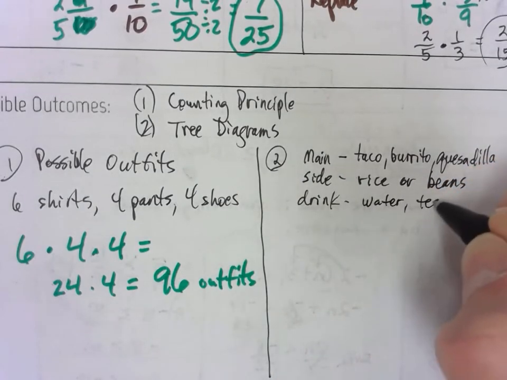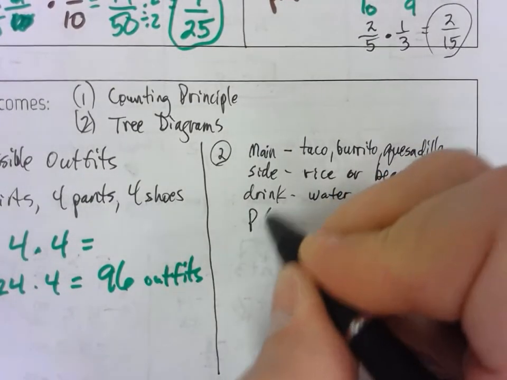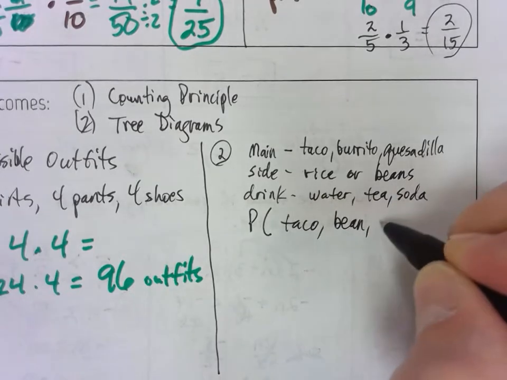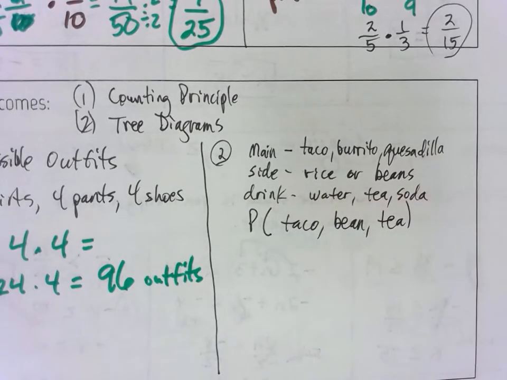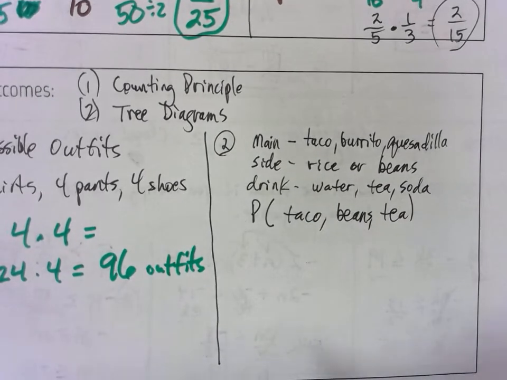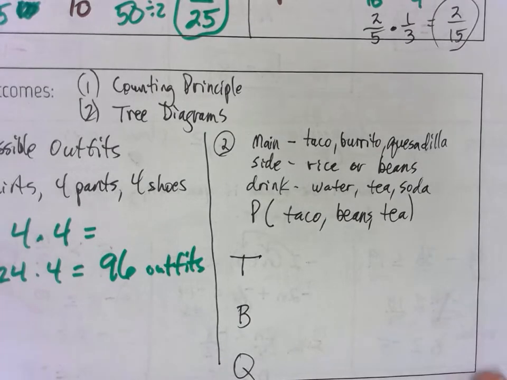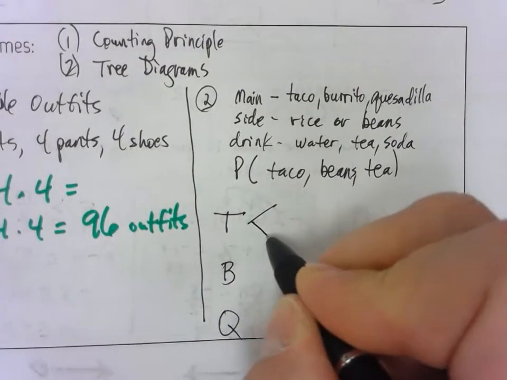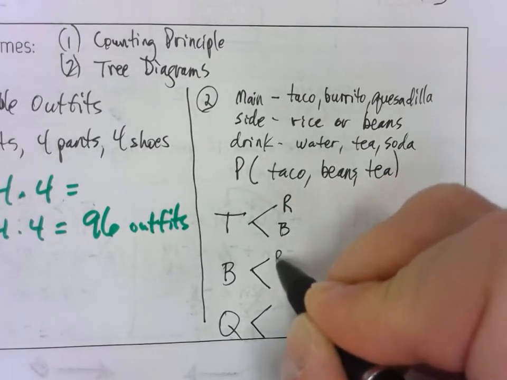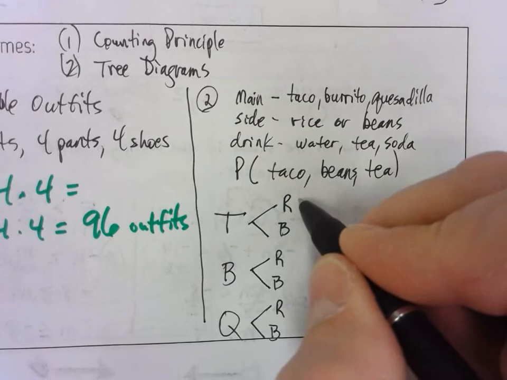Now, of course, let's say, what's the probability of you getting taco with beans and tea? Okay, what's the probability you get the one that's taco, beans, and tea? If you wanted to make a tree diagram, that would be taco, burrito, quesadilla. So I'm just going to start out with those, and you got your little branches coming off. Got to have two branches because each one of those is going to have rice and beans. And then off each one of those, of course, you're going to have water, tea, soda.